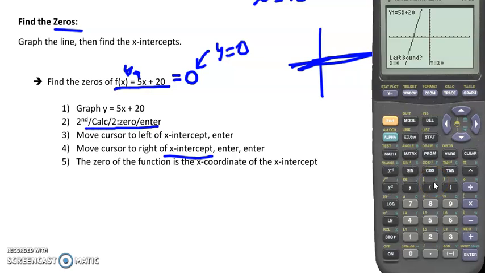Kind of like we did before, this is an iterative process. It doesn't just tell you what the 0 is. You need to first move the cursor, that's the blinking light, and sometimes it takes a while to find it. If you're not sure where it is, look down here at these coordinates. See how it says y equals 24? That means it's way, way up there. So I need to move it down to the left.